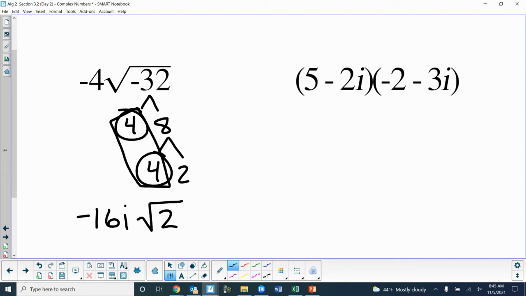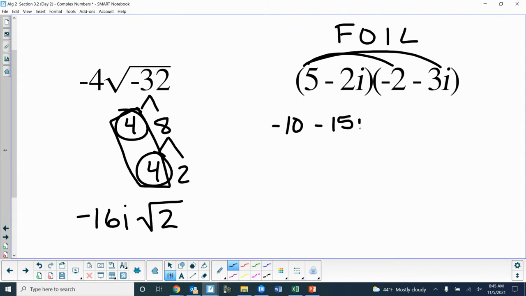William. Oh, I didn't. Well, you're gonna do it now. What's that? Negative 10. What's that? Negative 15i. What's that? Positive 4i. And that? Squared. i times i.